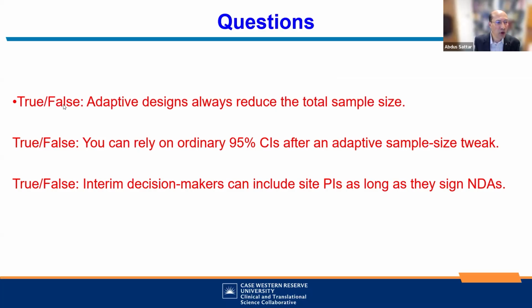The answer to all of them is false. The first one is clear, it can go either way. For the second one, we have to adjust the confidence interval using the combination test. Bias-adjusted or combination tests should be applied here. And for the third one, limit access to a DMC or adaptation committee with firewalls.